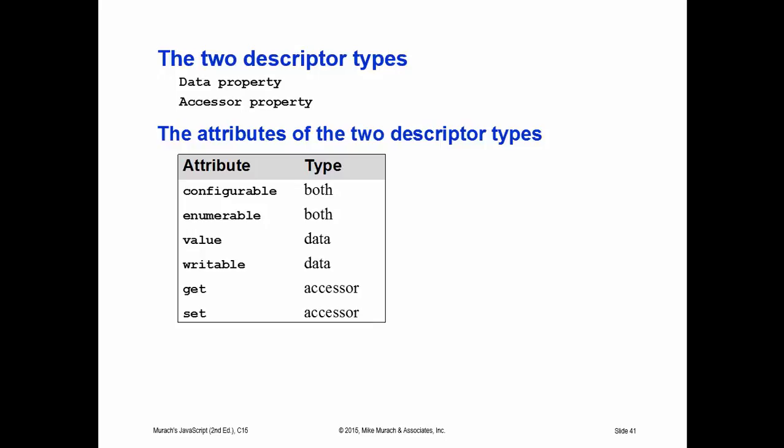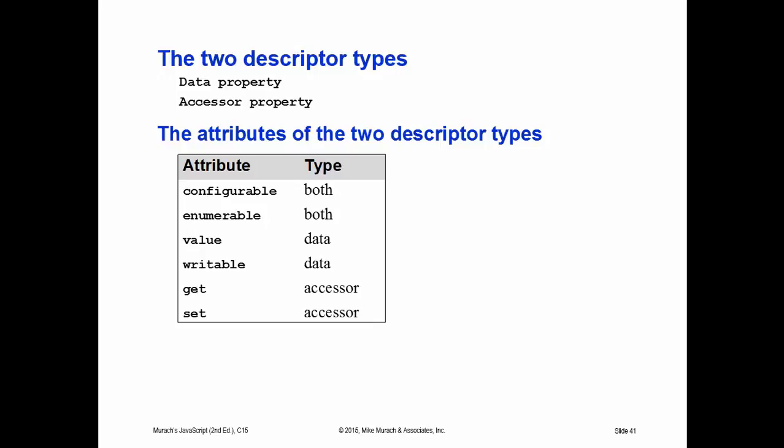The attributes of the two descriptor types are shown here. They are configurable, which shows whether the property can be deleted or have its type changed. The default is false. Enumerable is whether the property will be enumerated in a for-in loop or by the Object.keys method. The default is false. Value, and are these available just in data, just in accessor, or in both? That's what the data, accessor, and both mean there.